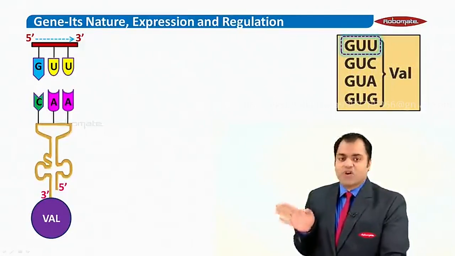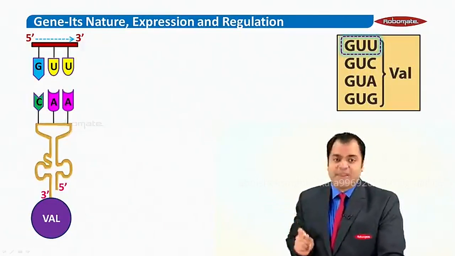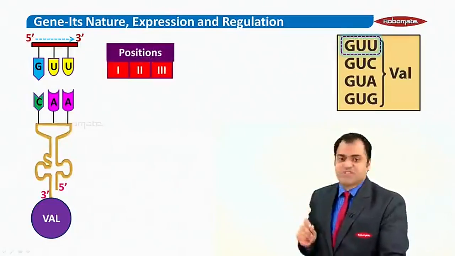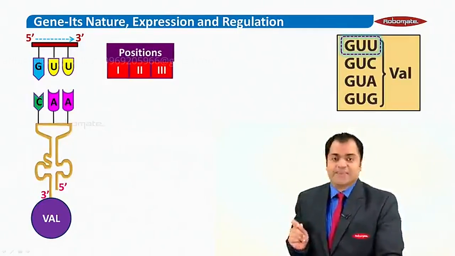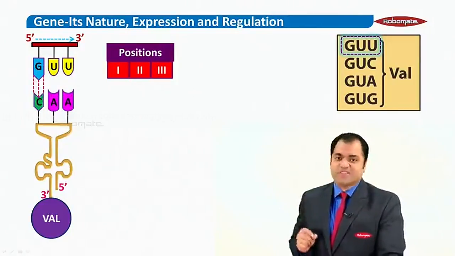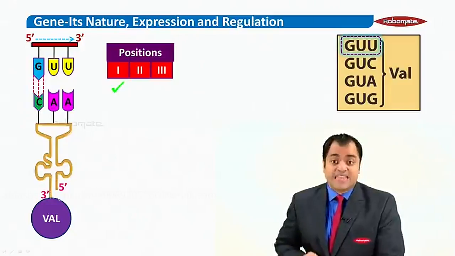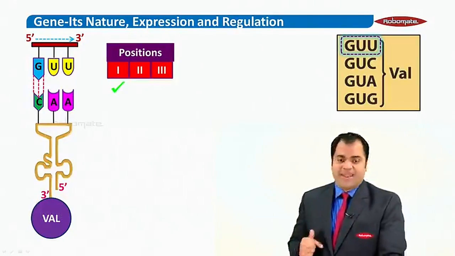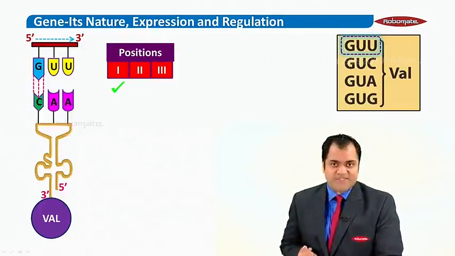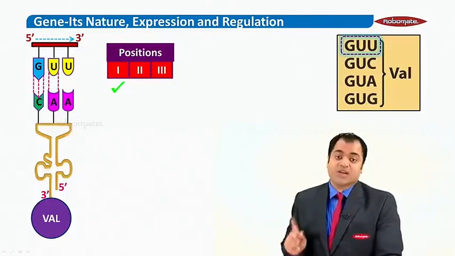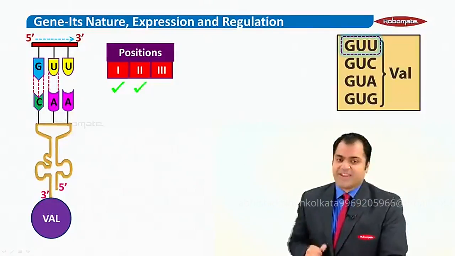Let us see if the codon and anticodon bases are complementary. We're looking at all three positions here. Look at the first position, G and C. Do you think it is complementary? Absolutely. G always pairs with C. So the first position is complementary. Look at the second position, U and A. Do you think they are complementary base pairs? Absolutely right. So here the second position also works fine.